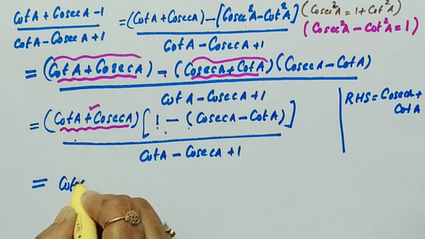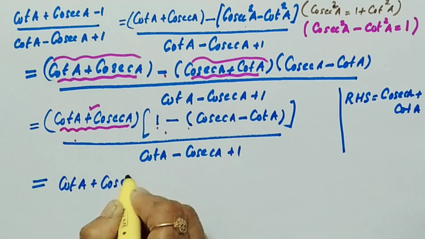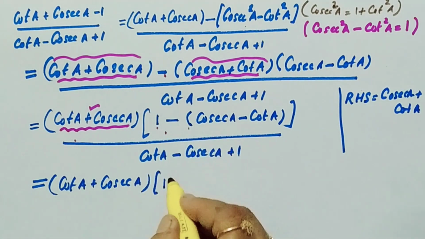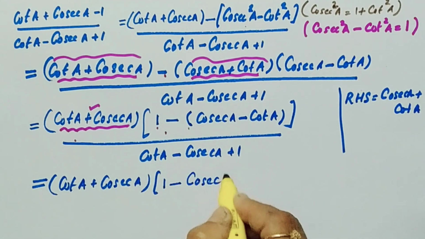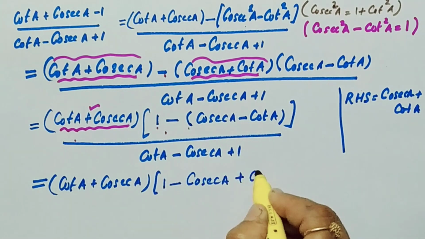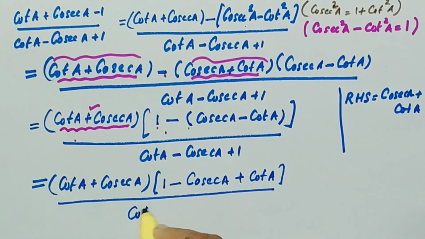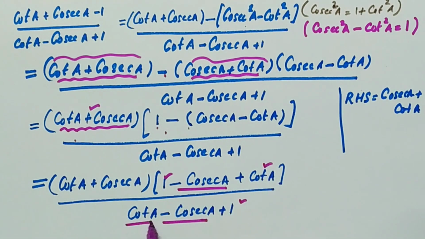Cot A plus cosec A, the first bracket I am going to write as it is, into. I need to cancel these two brackets. Okay, removing the bracket, 1 minus cosec A, minus of minus becomes plus cot A, the whole divided by cot A minus cosec A plus 1. We can check whether these two get cancelled. Yes, plus 1 here, minus cosec A here, plus cot A here. So these two brackets can be cancelled.